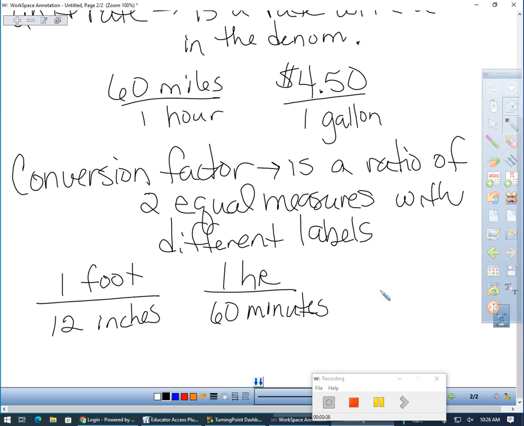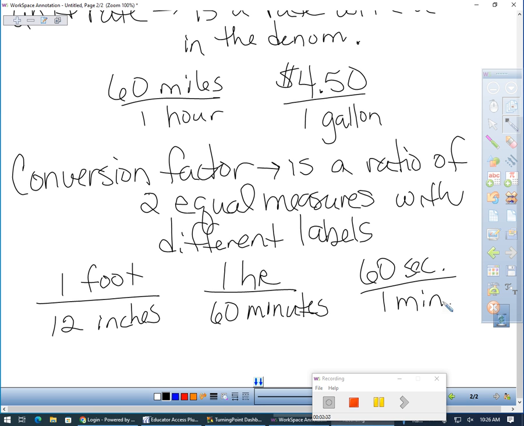What could be another one? How about if I said 60 seconds is 1 minute? That's a good one. That's a unit rate. That's not a conversion factor. So remember that they have to be equal to be a conversion factor. We are going to be using both of these today.